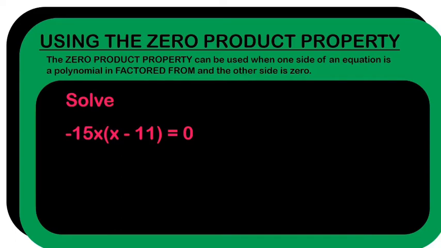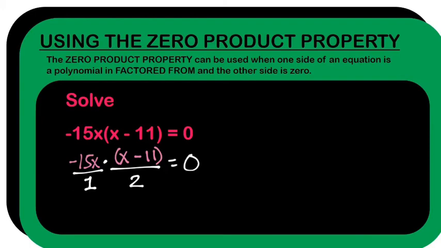On this example, again, I'm multiplying two things. I have thing number 1 and I have thing number 2, and they're being multiplied. Thing number 1, in this case, is -15x, and thing number 2, in this case, is x minus 11. And I'm trying to find the values of x that will make thing number 1 times thing number 2 equal the right-hand side of the equation, which is 0.